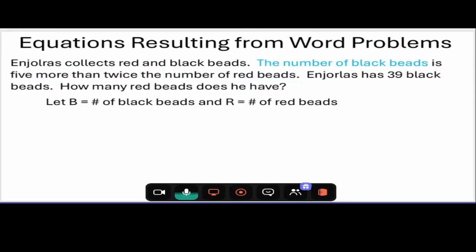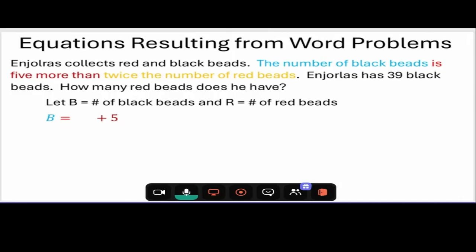The number of black beads, B, is there in red. That's an equal sign. 5 more than, now let's just stop right there. 5 more than something means something plus 5, right? 5 more than something means something plus 5. And then you say, what is that something? Well, we're going to put that in another color here. The something is twice the number of red beads, right? So 5 more than means a something plus 5.